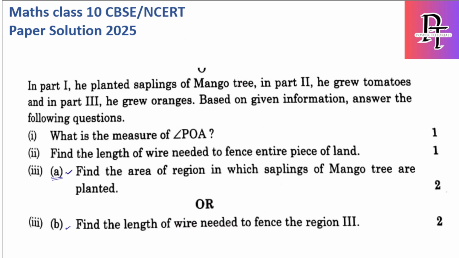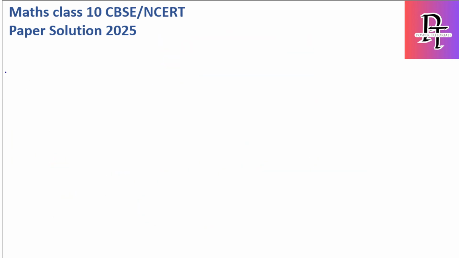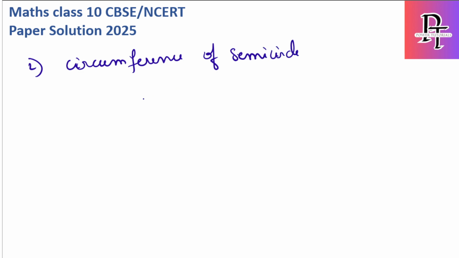Okay, we'll see what is the second question they're asking. Length of wire needed. So for this there is no need for triangle, sector, anything. It is simple. Circumference of semicircle or perimeter of semicircle, both are fine. So what is the formula of semicircle? The formula is pi r.